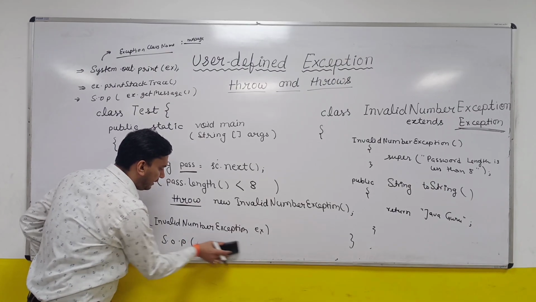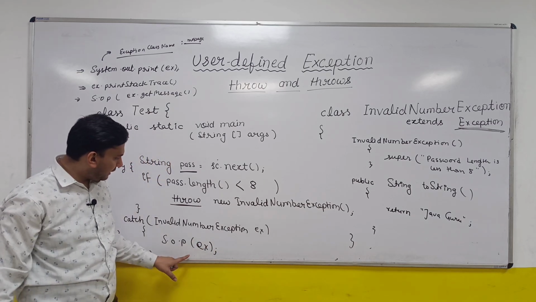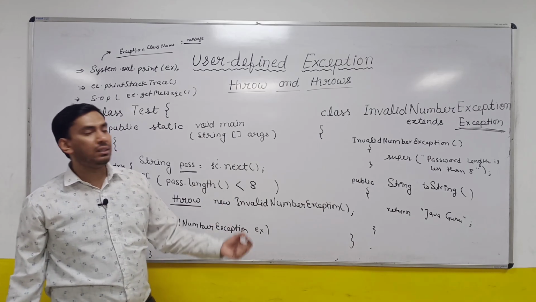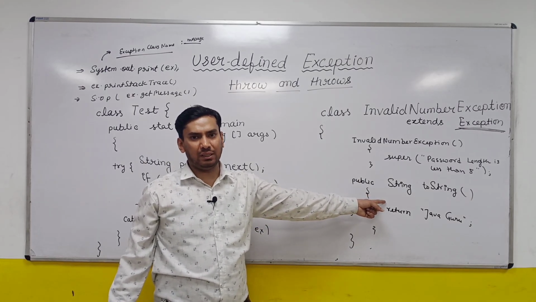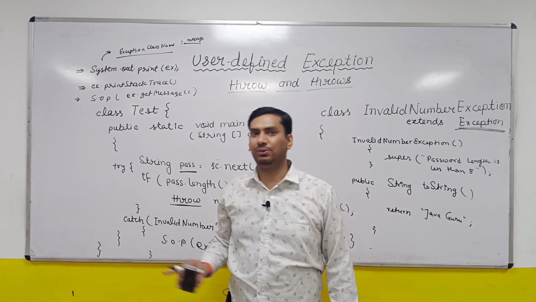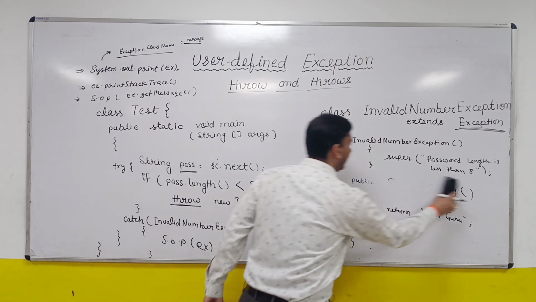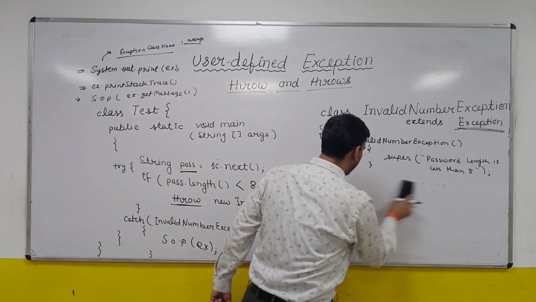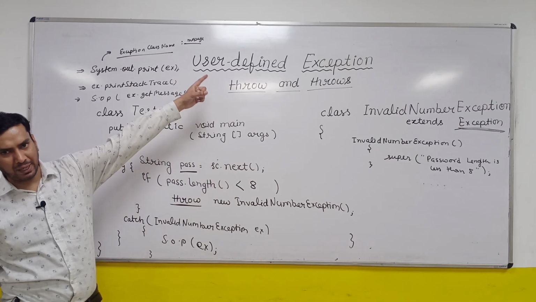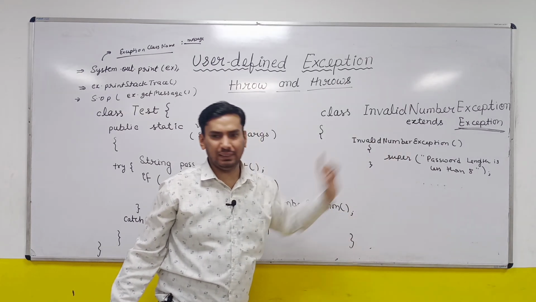But suppose I am printing here ex. It means now I am printing the exception object. So what will it print? It will print according to the toString method. What is the toString method returning? Java Guru. So now it will print Java Guru only. Right? If I remove the toString method here, now what will it print? With no toString method, meaning the parent class definition, it will print InvalidNumberException, colon, message.